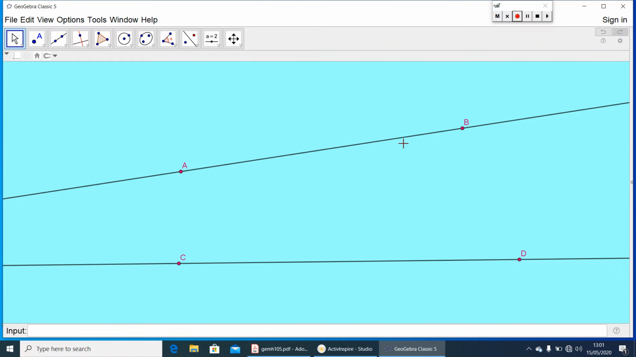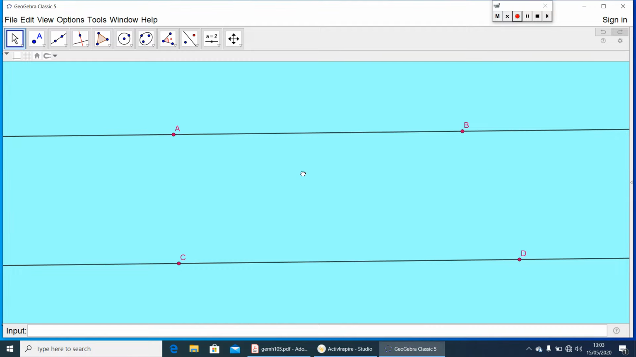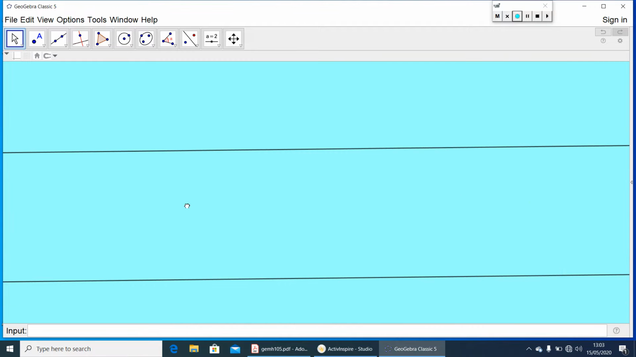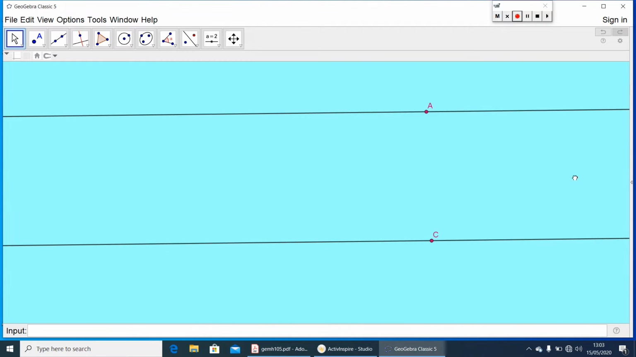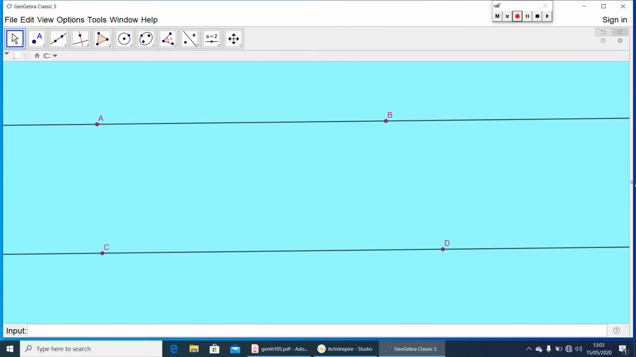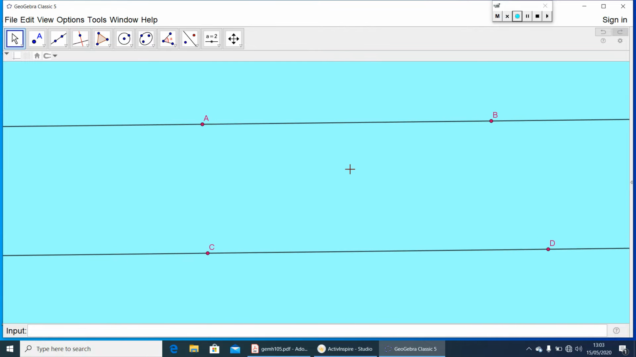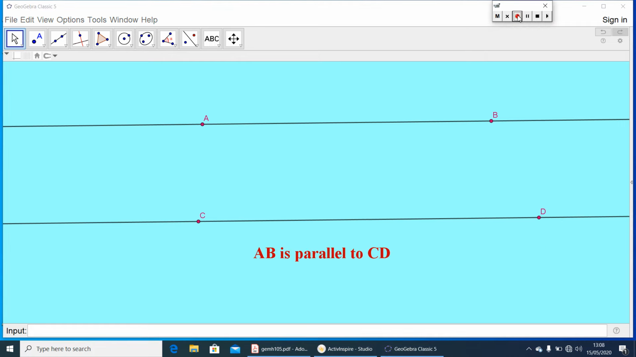Now let me change the position of the line AB. Now let us see, will they intersect each other? It will not intersect. If the lines are not intersecting, then such lines we can call it as parallel lines. This we can write it as AB is parallel to CD. The same you can represent symbolically. This you can read as AB parallel to CD.